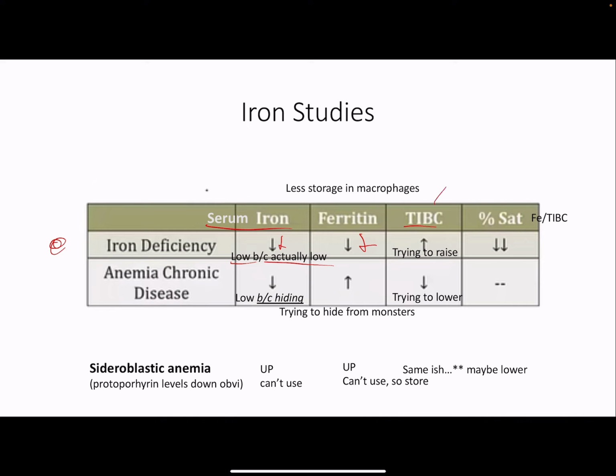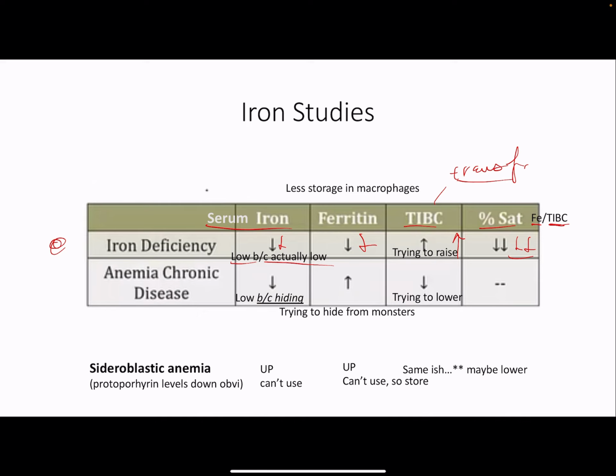Your TIBC, which is just your transferrin, its job is to raise your iron levels. It also transports it, but just think of it as more important. It's easier just to think it's trying to raise the iron levels, so this goes up. Now the percent saturation, remember that this is the iron over the TIBC, and the iron went down and the TIBC went up. So this is going to go double down, hence the double arrows.